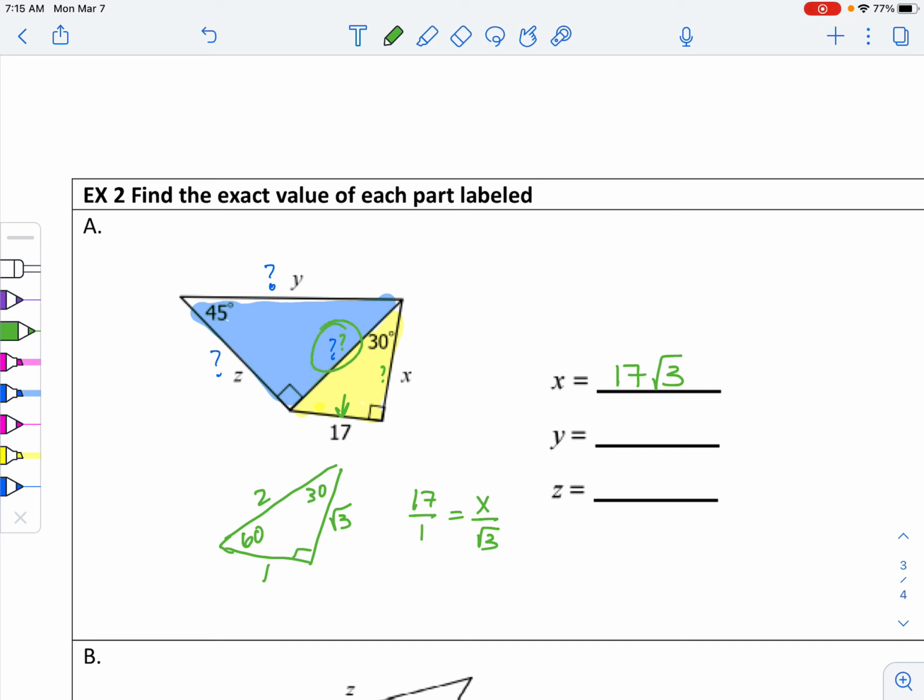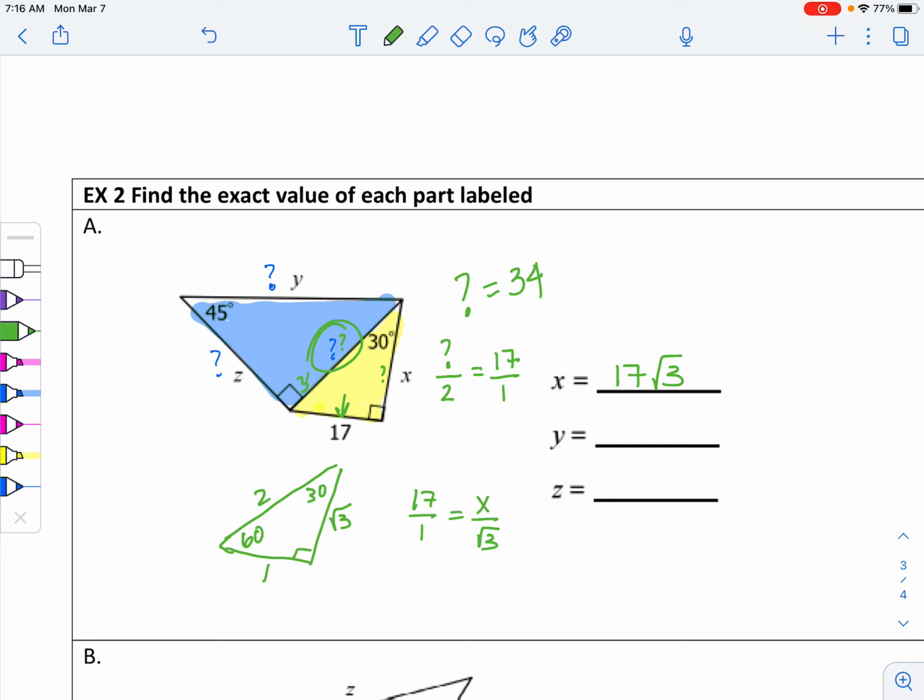Well, I'm going to work on this reflexive side at this point. So we're going to call that question mark. I'm going to set that up as question mark over 2 equals 17 over 1. Do my cross multiplication, and that question mark, it's not really one of my answer blanks, but that reflexive side comes out at 34.